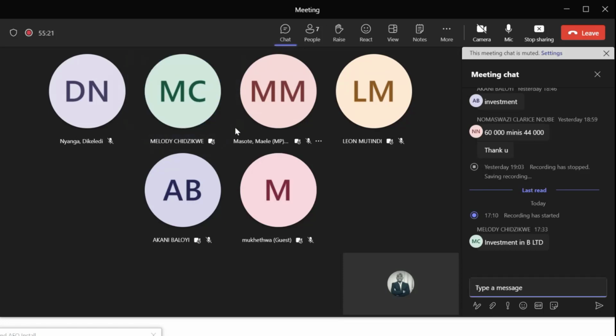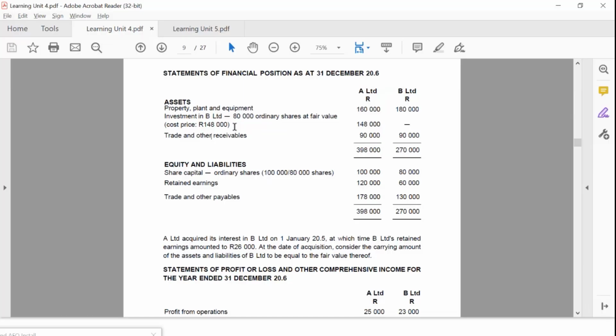Oh, okay. You have actually answered your own question. You've actually corrected your own question. The journal entry that was given by, I don't know whether it was Melody, or you that gave it to me. Yes, but I gave it to you. You gave it to me, but we don't debit share capital of 148. The share capital was actually 80,000. If you look at the statement of financial position, the share capital was 80,000, not 148.